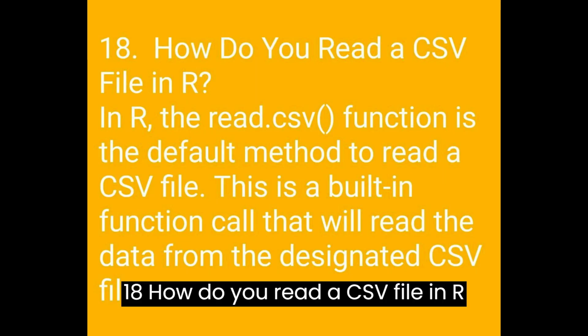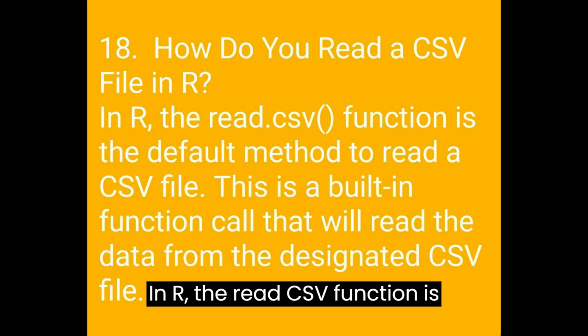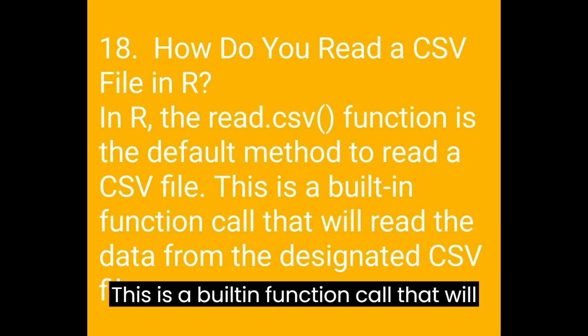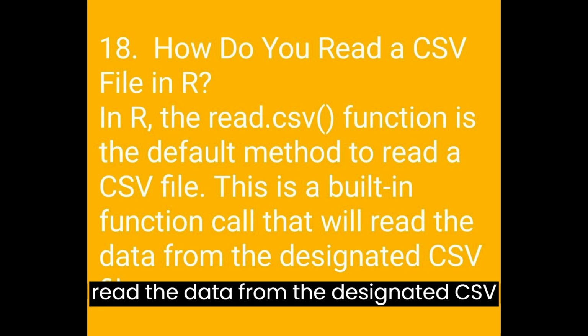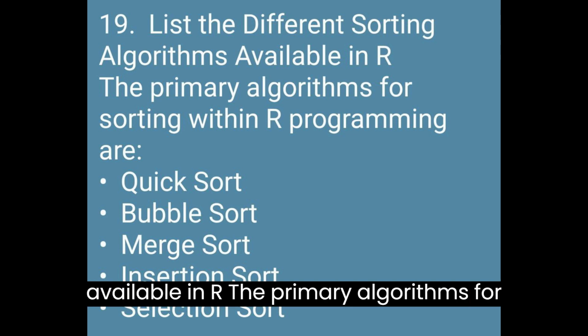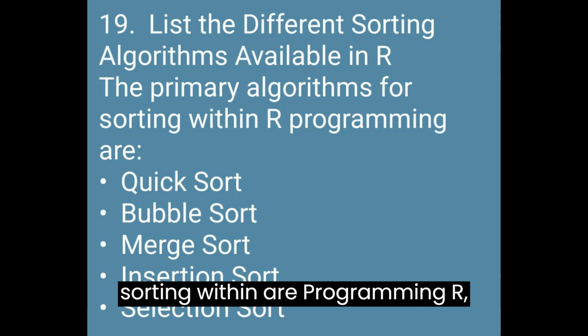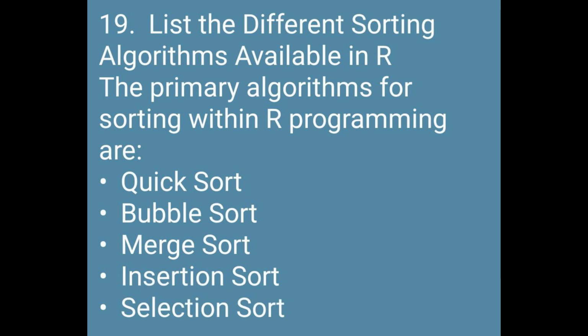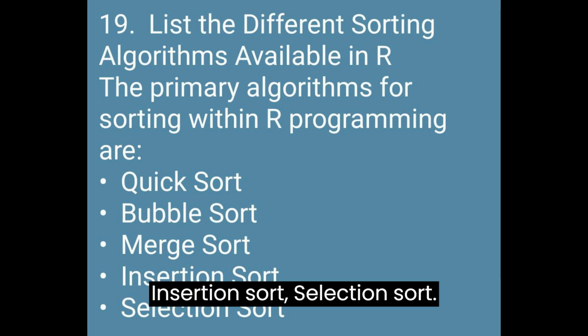18. How do you read a CSV file in R? In R, the read.csv function is the default method to read a CSV file. This is a built-in function call that will read the data from the designated CSV file. 19. List the different sorting algorithms available in R. The primary algorithms for sorting within our programming are quick sort, bubble sort, merge sort, insertion sort, selection sort.